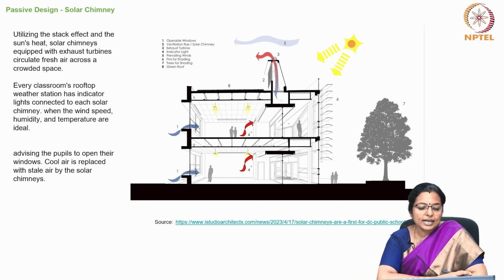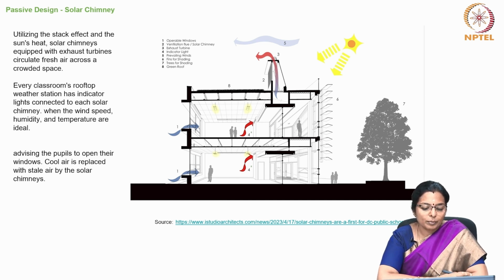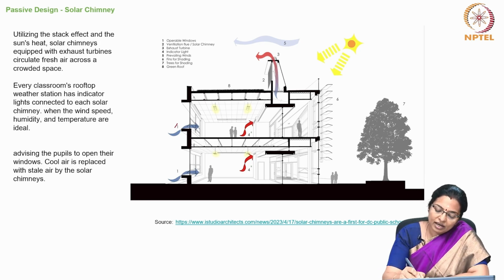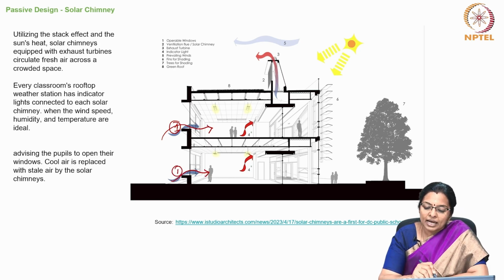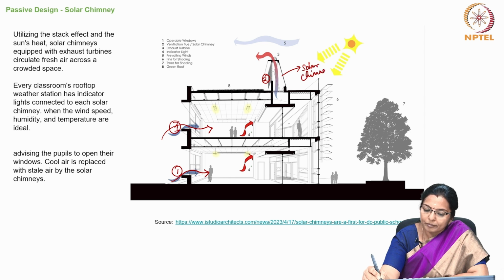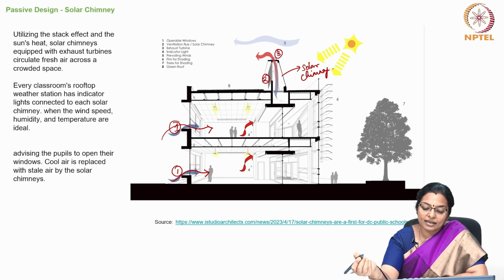So, utilizing the stack effect and the sun's heat, the solar chimney is equipped with exhaust turbines which circulate the fresh air across a crowded space. So, here are the operable windows through which fresh air comes in at a lower level. Then there is the ventilation flue or the solar chimney. Then there is the exhaust turbine which sucks out the air.